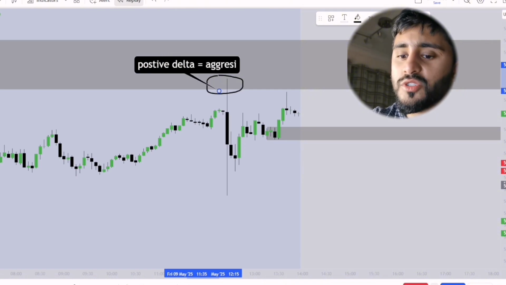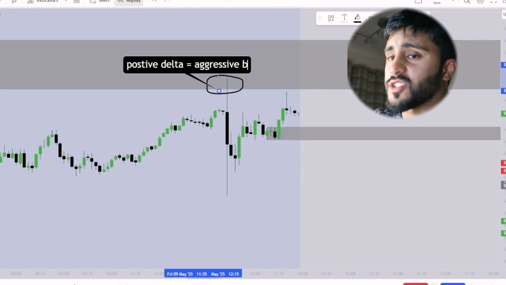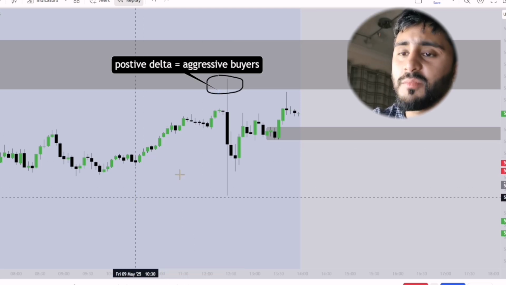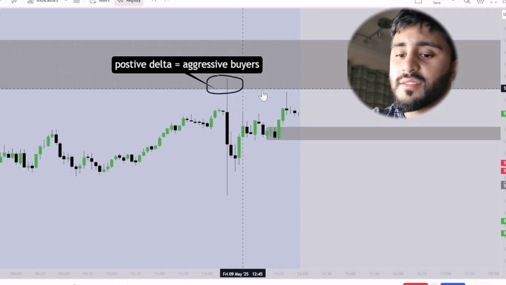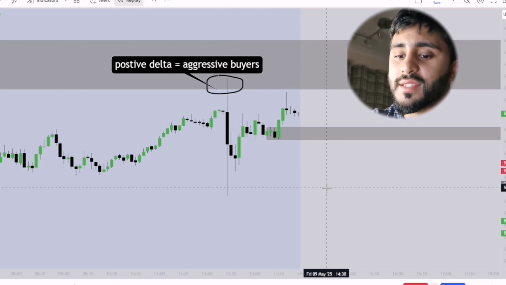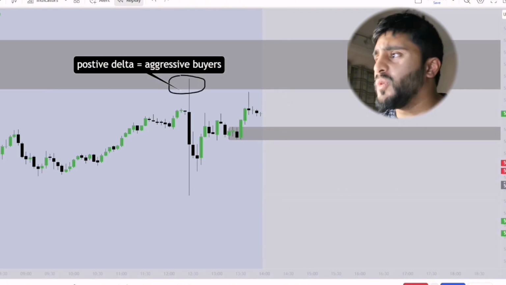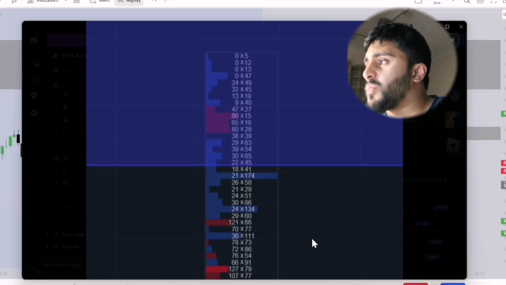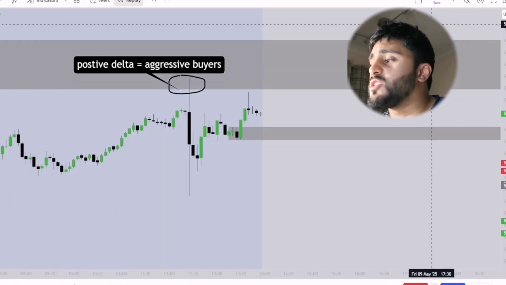Understanding what's going on one hour before the New York session is very important, right? So you see a positive delta. This means that there are basically more aggressive buyers. So you want to ask yourself, if we see a lot of aggressive buyers, but the market failed to break above this area, what does that tell you about the area?